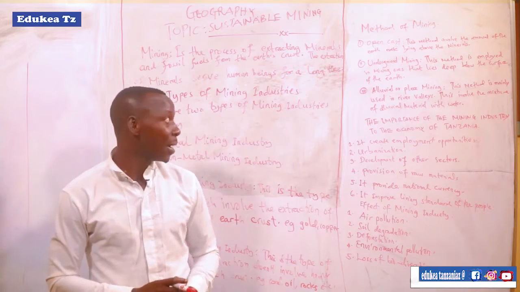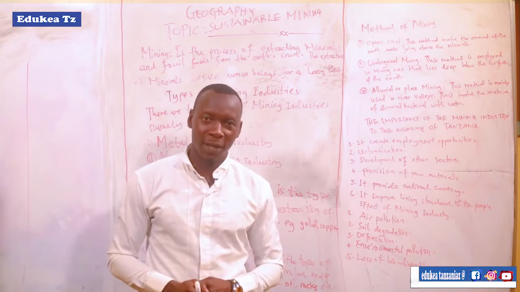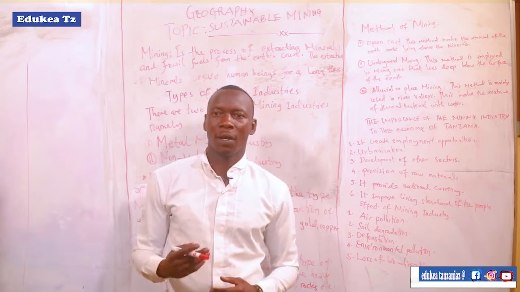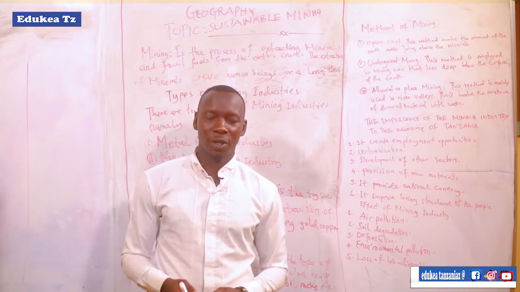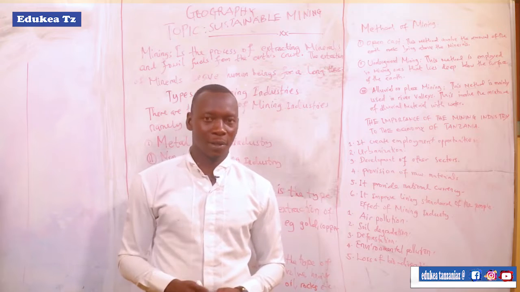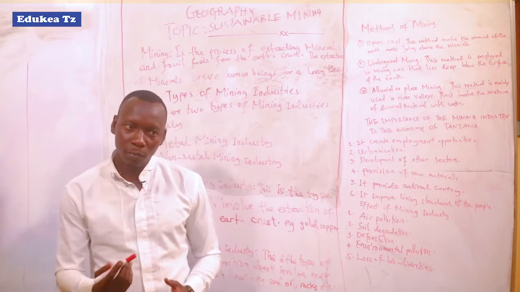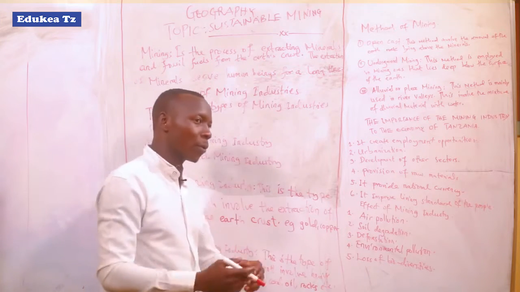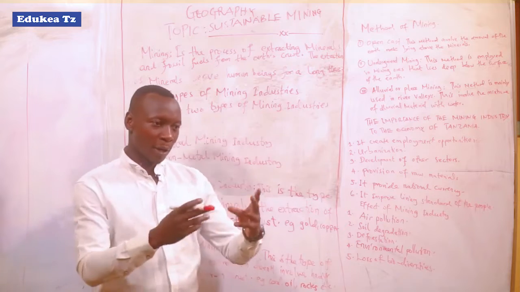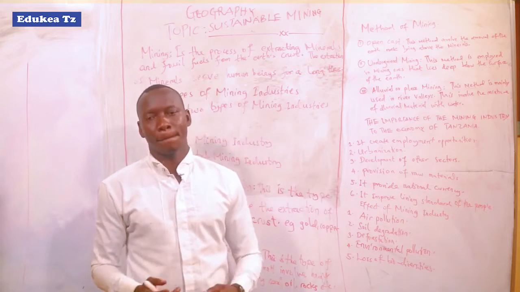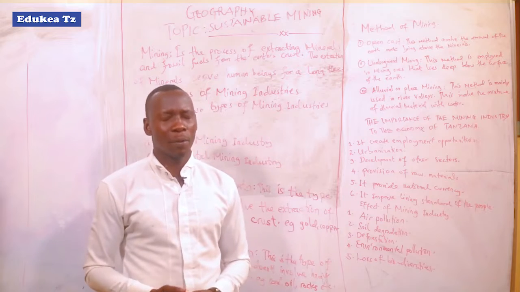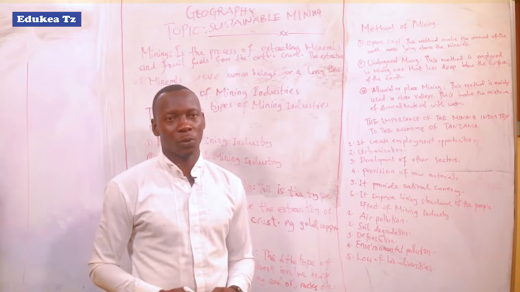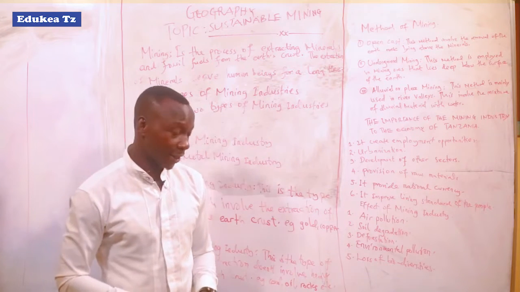For example, there are minerals that are extracted like gold, copper, diamond, fossil, oil, coal, gas, and other materials. So the whole process of extracting oil, copper, diamond, and gold is what we call mining industry.